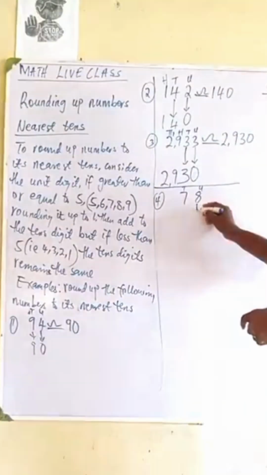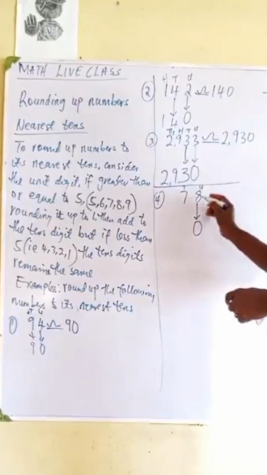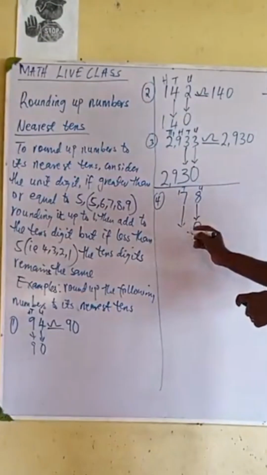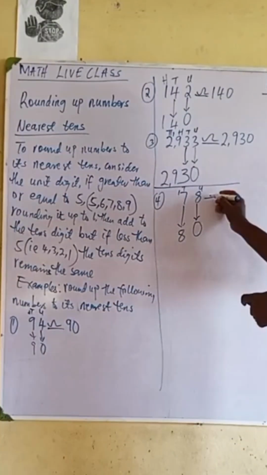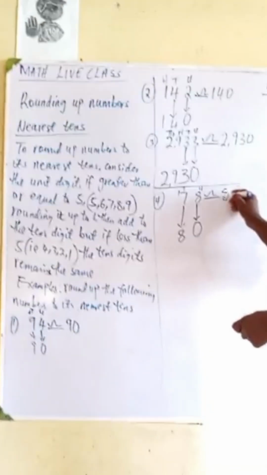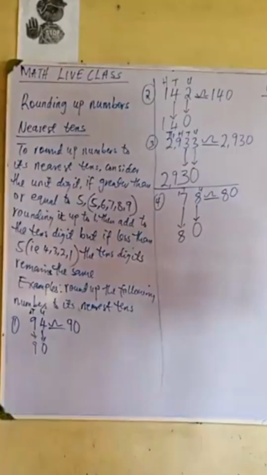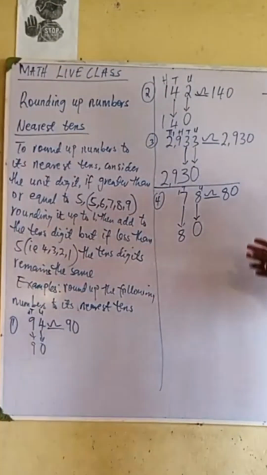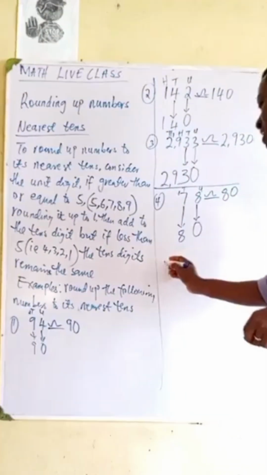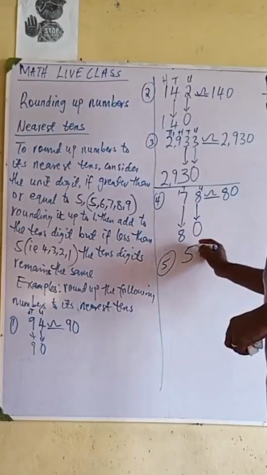So in this case, the unit digit here is greater than 5. So we first of all replace it with 0. Round it up to add the 1 here. So this now becomes 1 plus 7 is equal to 8. So our tens digit here is 8. So the answer gives us 80 to the nearest tens. There's no need to rush, I want you to understand what we are doing. So let's look at another example, number 5.